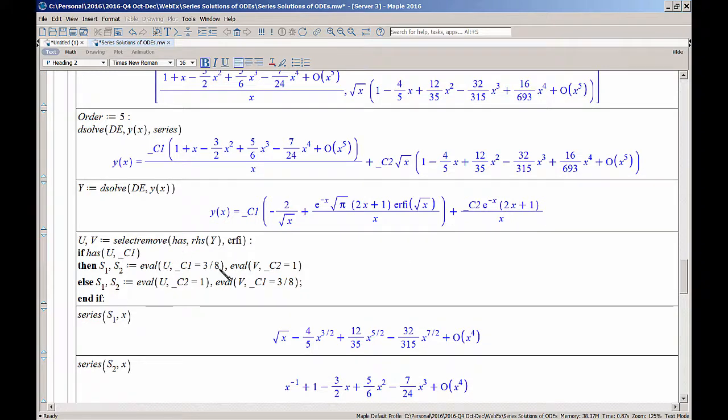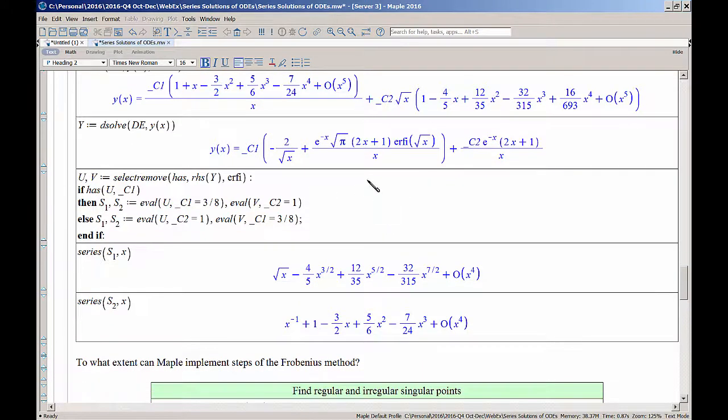And so here's some code that uniquely grabs each of these two solutions, calls one S1, calls one S2, and here I get a series expansion of each of these two solutions. This is the one with the square root out front, okay, and this is the one with the 1 over x out front. And again, if you look at the coefficients, compare them to what you see sitting up here, you get the same thing.